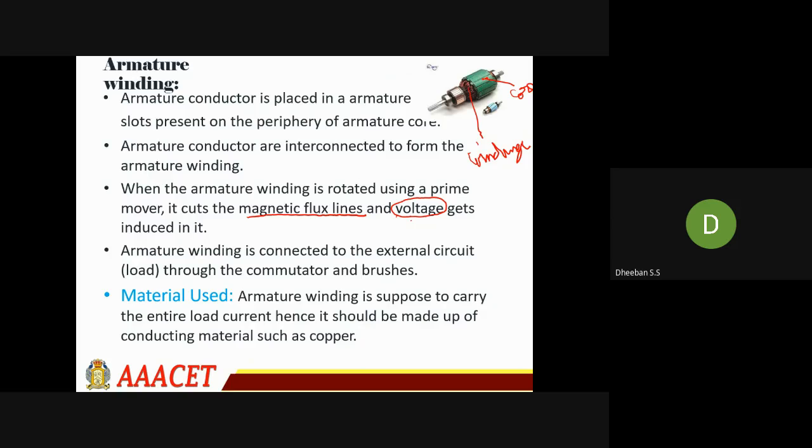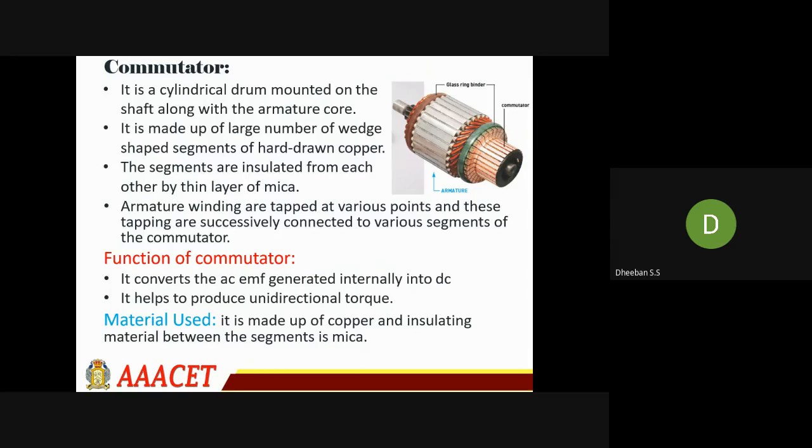The armature winding is connected to the external circuit or the load through a commutator and brushes. This is the important thing. The armature winding is the output area, and from that output area the output will be taken out through your commutator and brushes. The material used will be copper again, because the conductivity of copper is very high. We will always make use of copper for any kind of winding.